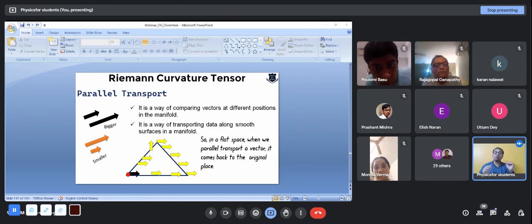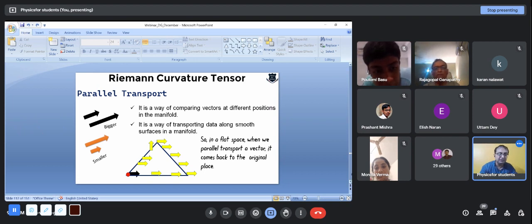But it is not always true for a spherical or curved surface. So say, for example, if I take this black vector, and I move it keeping it parallel, and I come back to the red point on the triangle, and if this vector overlaps this vector, that means what? There is no curvature, right? If I move and I come back and it overlaps, that means there is no curvature. As you can see here, it is a triangle, it is flat, it has no curvature.